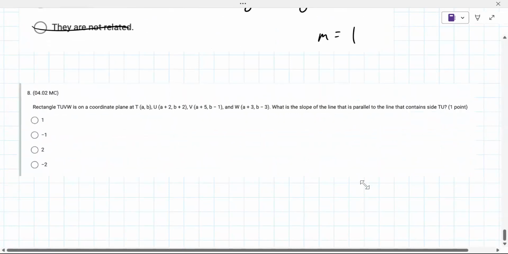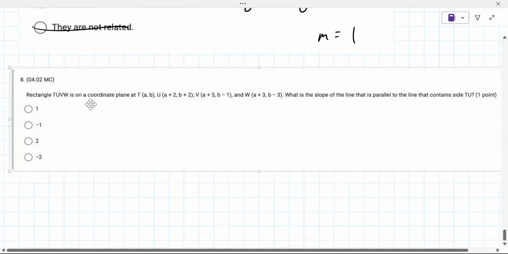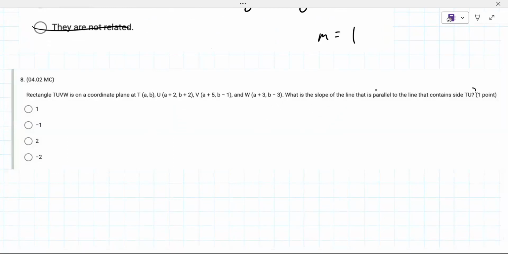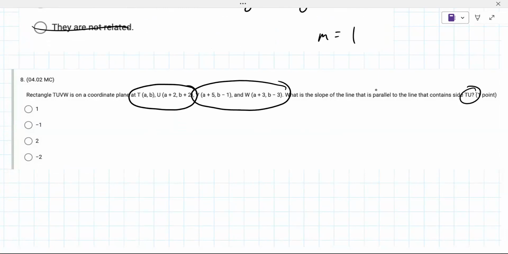All right, so rectangle TUVW is on a coordinate plane such that T is (a, b) and U is (a+2, b+2). What is the slope of the line that is parallel to the line that contains TU? So if TU and VW are parallel, then we can find the slope of TU.